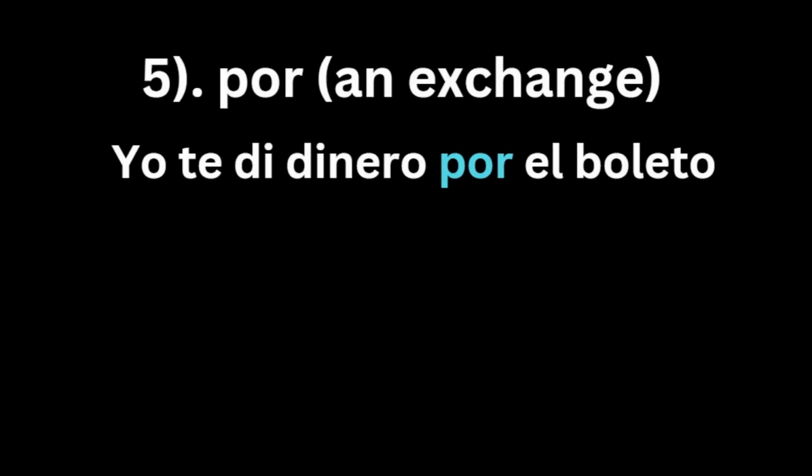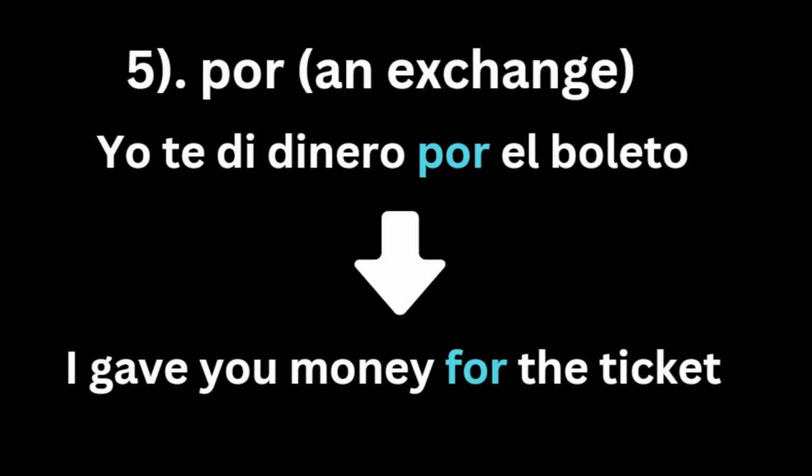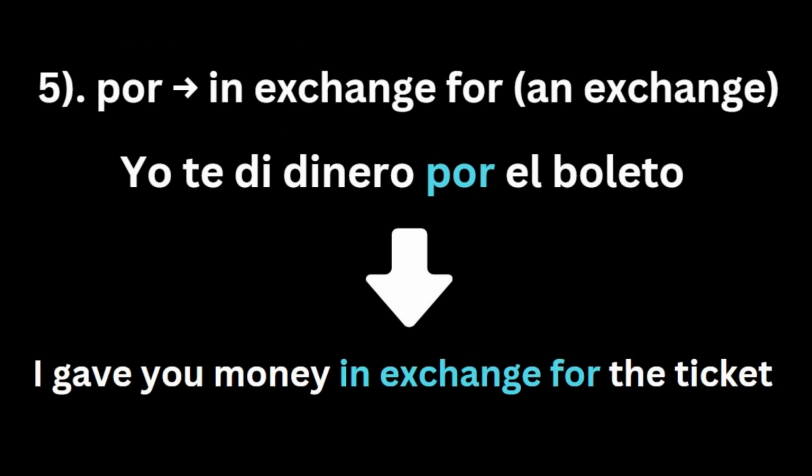Another example can be an exchange, like in the sentence yo te di dinero por el boleto, meaning I gave you money for the ticket. Once again, por functions as the preposition for in English, but another way to say the sentence is I gave you money in exchange for the ticket, with the words in exchange for all meaning por in Spanish. Even though it's hard to understand, that's the closest connection I can give it.